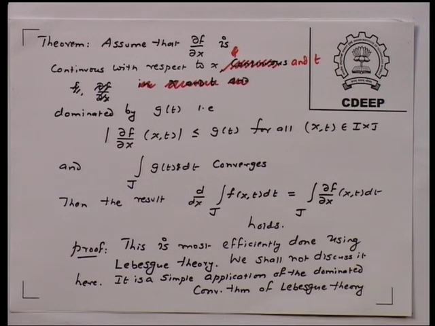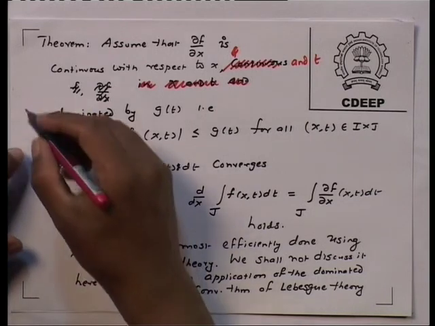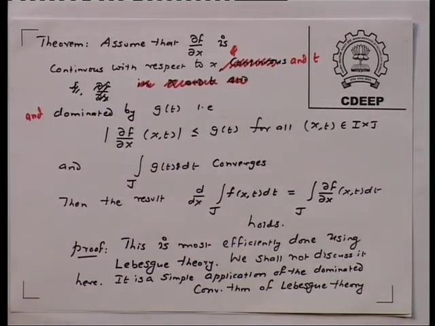Assume that del f by del x is continuous with respect to x and t, and dominated by g(t). That is, what is the meaning of that? The modulus of del f by del x at (x,t) is less than or equal to g(t) for all (x,t) in I cross J. The third condition is that the integral of g(t) dt over J converges. Then the result d/dx of the integral of f(x,t) dt over J equals the integral over J of del f by del x dt holds. This is all that you really need for applications.